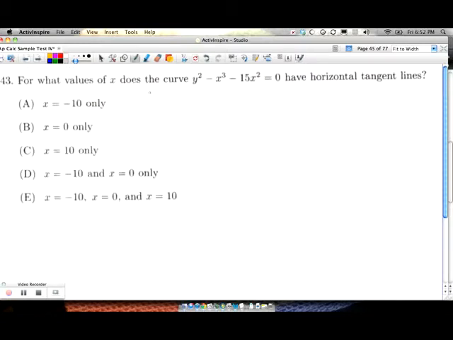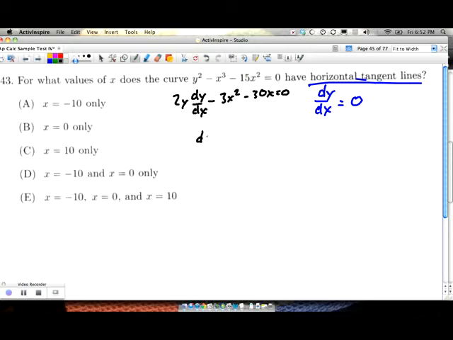For what values of x does the curve have a horizontal tangent line? Remember, a horizontal tangent line is when the derivative, or in other words dy/dx, equals 0. Okay, let's take a look at that. We can take the derivative of this implicitly. We're going to wind up having 2y times dy/dx, then minus 3x squared and minus 30x equals 0. So I need to figure out what dy/dx equals.